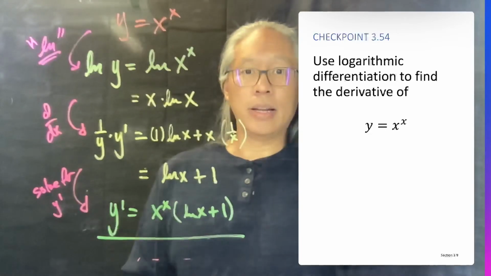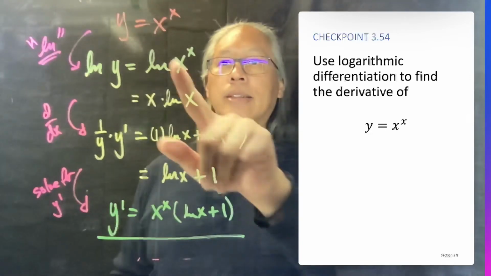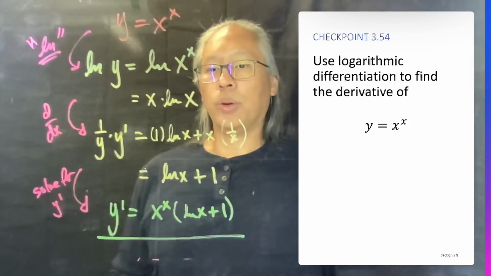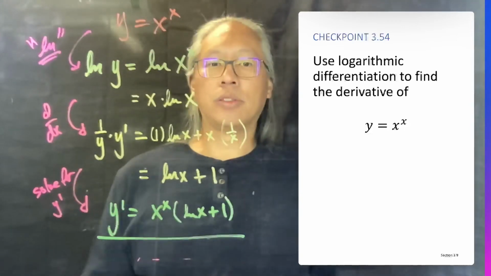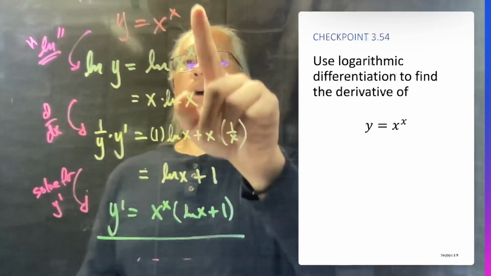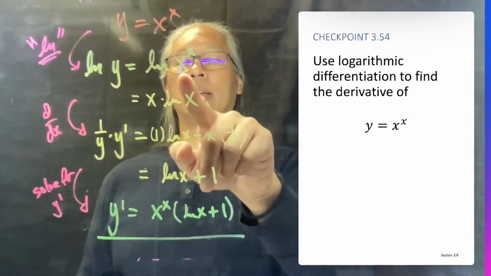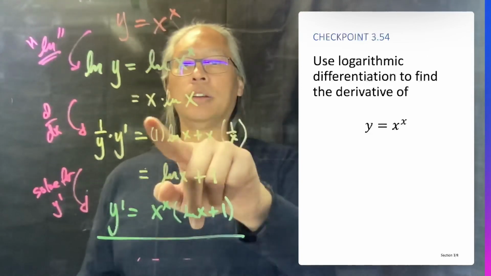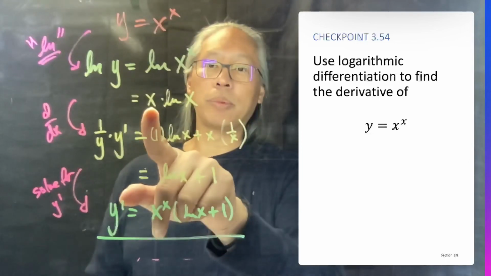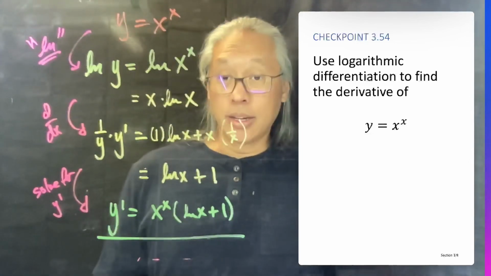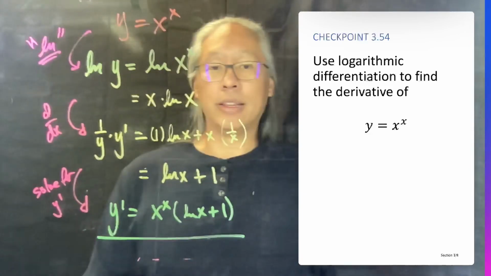So remember that when you have a function that has an x in the base and an x in the exponent, we're forcing ourselves to use logarithmic differentiation so we can bring the power down. So instead of having an x in the base and an x in the exponent, you'll have a product rule of something with an x and ln of something with an x, which is a lot easier than trying to find this.